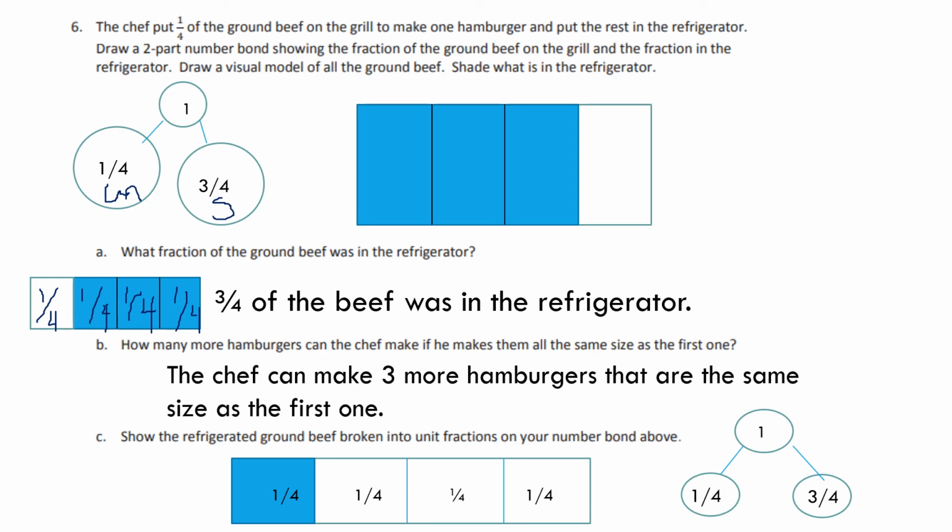Number 2, how many more hamburgers can the chef make if he makes them all the same size as the first one? Look again, complete sentence. The chef can make 3 more hamburgers that are all the same size as the first one. We know this because we have 1, 2, 3 that are shaded. And for this last one, it says, show the refrigerated ground beef broken into units on the number bond above. So we have the 1 as our whole, 1/4 from earlier that was used, and 3/4 that was not used.